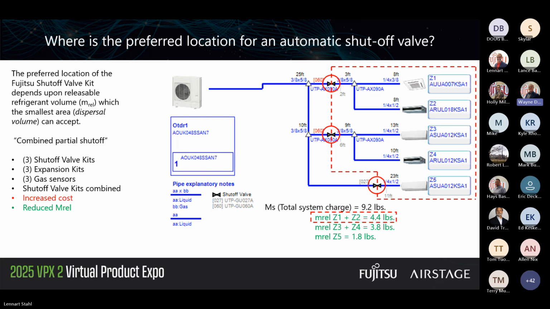So it's kind of right in the middle between the 2 extreme options, as I mentioned. Same system, same total system charge, but now our maximum releasable charge would be confined to zone 1 and zone 2. That's the largest value of 4.4 pounds. So we saw with the whole shutoff, it was 7.5, with the partial shutoff, I think it was 2.9. So again, we're kind of right in the middle here. But again, actually more than a 50% reduction compared to the total system charge. Next slide.